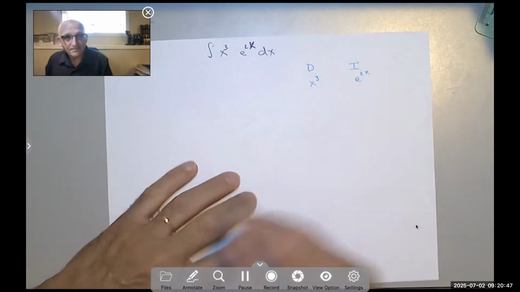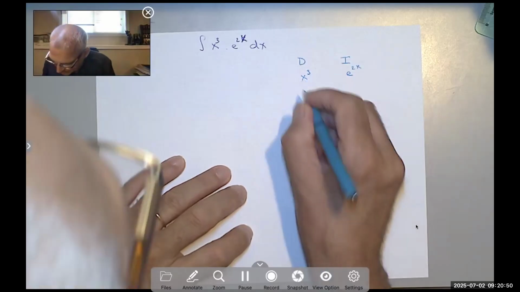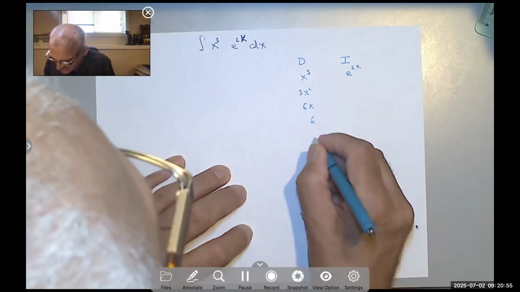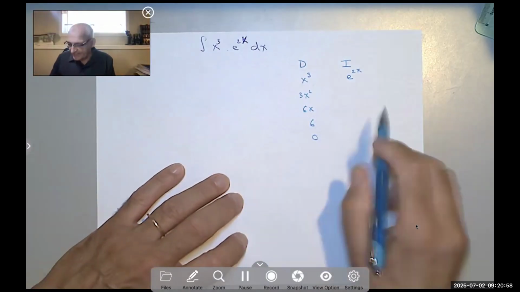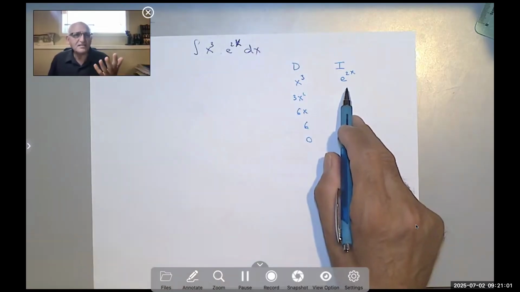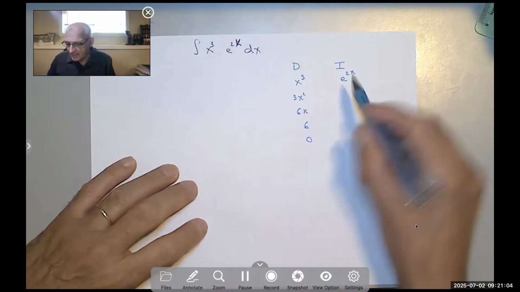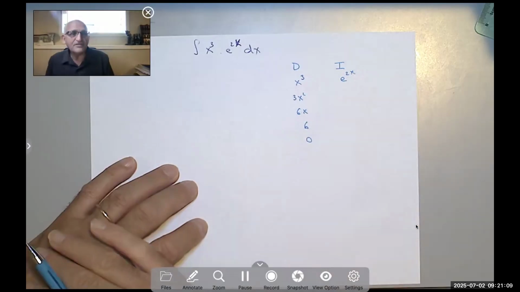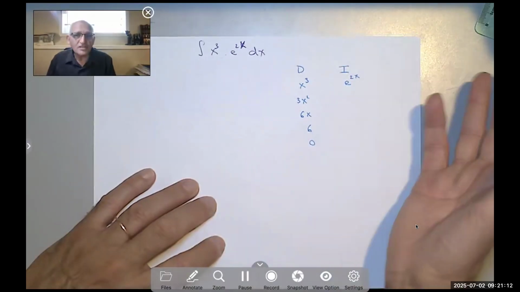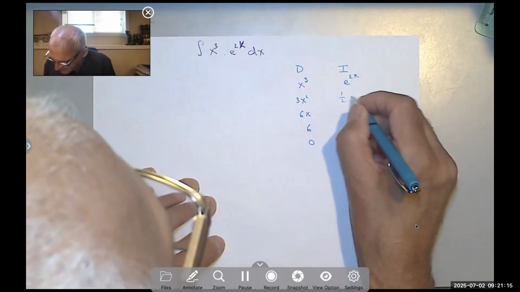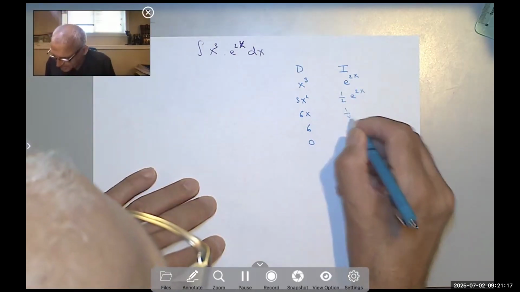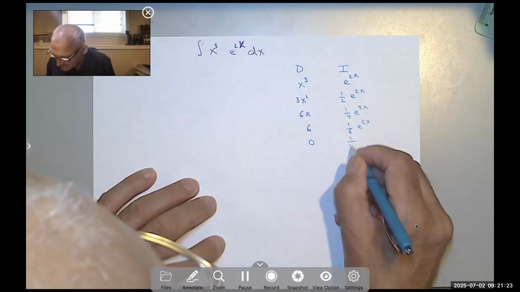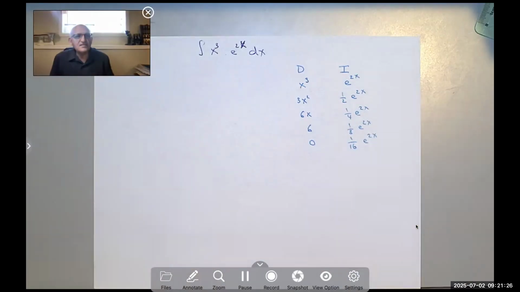Let's do that step by step. On the left-hand side, the x³ becomes 3x squared, then 6x, then 6, then 0. So I have to integrate that multiple times. Well, the integral of an e function is so easy, right? You take the same function and you divide it by the derivative of the exponent. The derivative of the exponent is 2. So it's 1/2 e to the 2x, 1/4 e to the 2x, 1/8 e to the 2x, 1/16 e to the 2x. See how easy it is? Very simple.